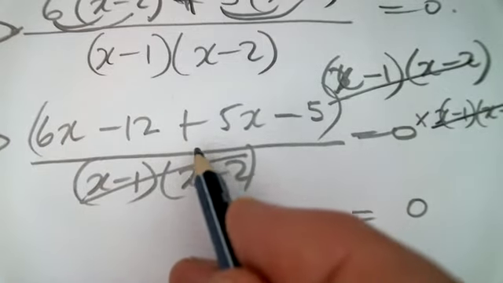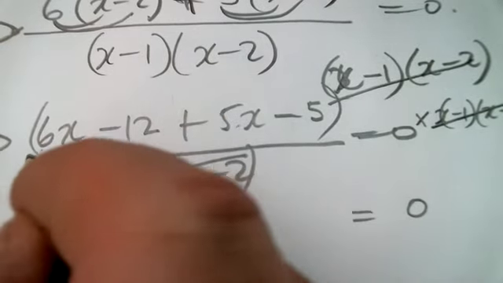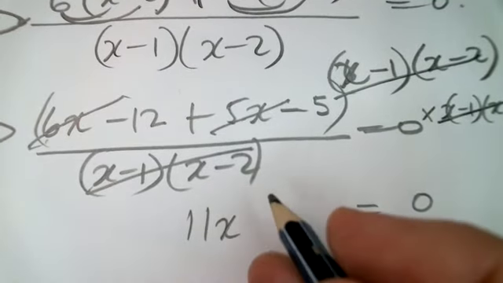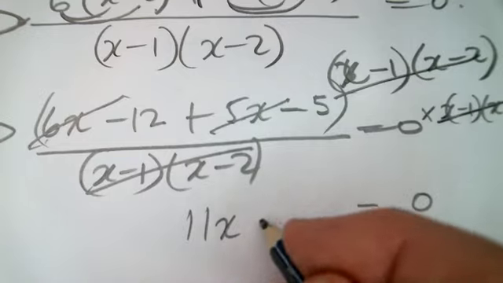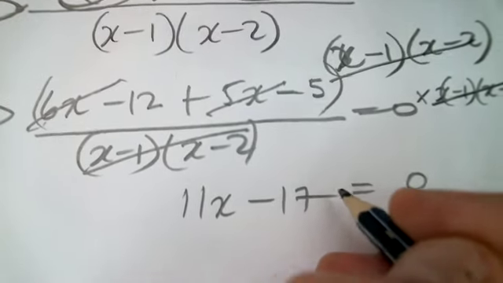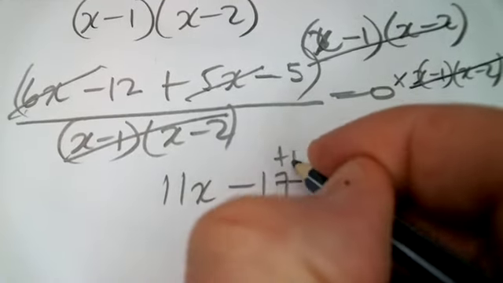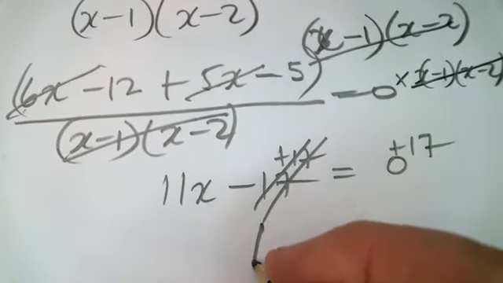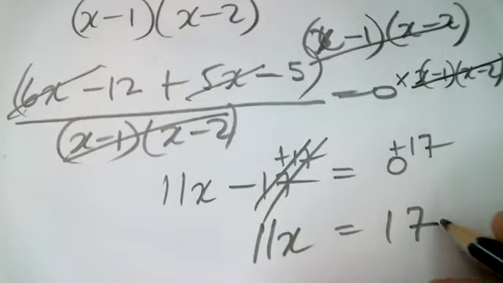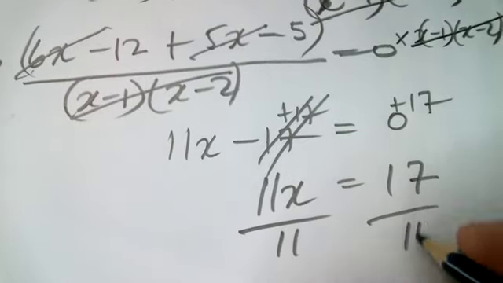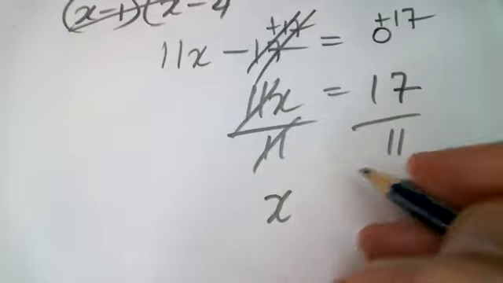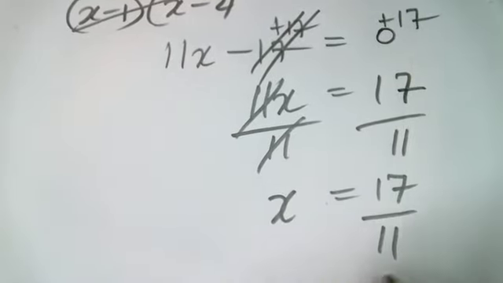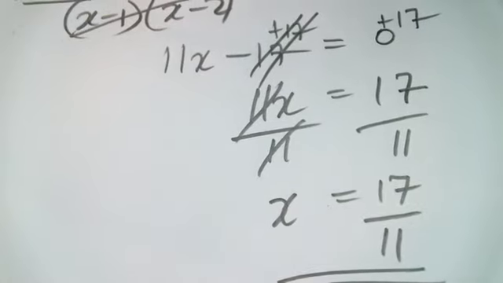Let's collect like terms. What about 6x and 5x? Well, 6x and 5x is going to be 11x. And negative 12 and negative 5 is negative 17. So I want to make x the subject, so I'm going to add 17 to both sides. So 11x is equal to 17. I'm going to divide both sides by 11, leaving me with x is equal to 17 on 11. And there is my solution for the second go at doing this.